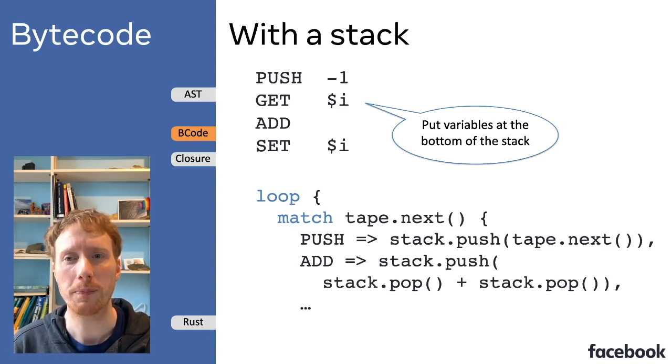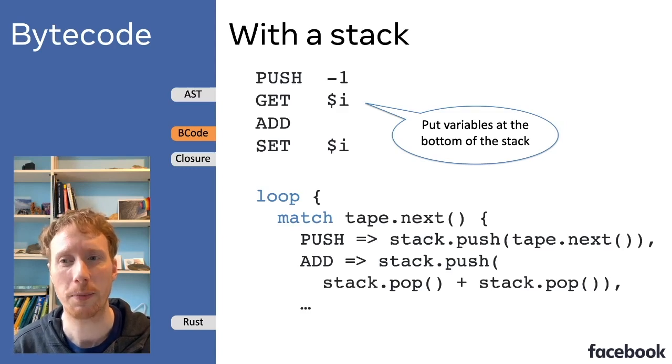So we loop. The first thing we do is we match on the tape.next, see what the code is. And then for the code push, we do stack.push tape.next. So we grab the -1 off the tape and push it onto the top of the stack. For add, we don't do any tape operations. We just stack.push the result of stack.pop plus stack.pop. At the end of this, we loop round to the top and continue again with the next operation.